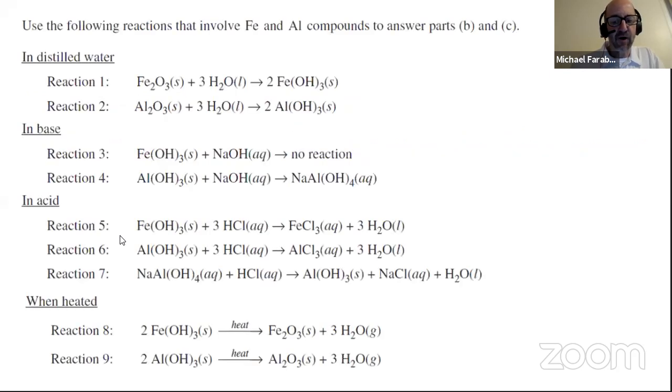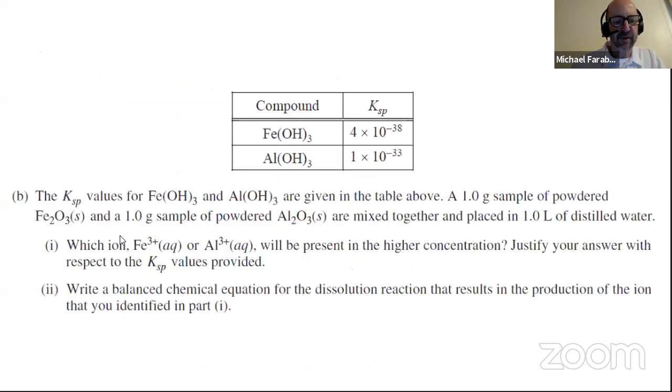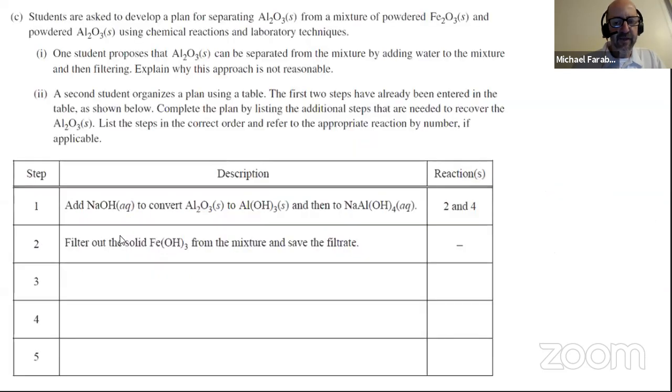There is also a part B and a part C. They give you many different reactions here on this page. It says use the following reactions that involve iron and aluminum compounds to answer parts B and C. So here is part B. So it's got 2 subparts, and this is part C. And there are parts 1, 2, and 3 in that.